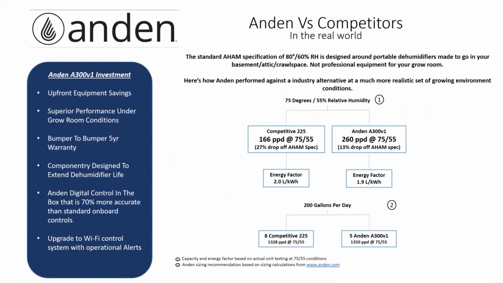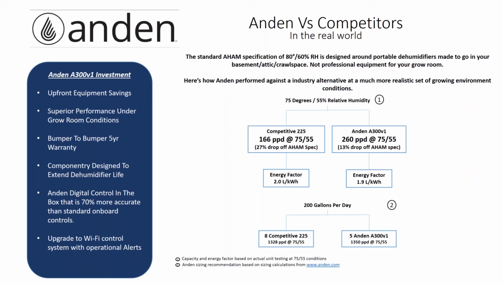But what does that translate to in the real world? Well, if you do components the right way and you run at growing conditions, and the average growing condition that we've had after talking to thousands of cultivators is about 75 degrees and 55% relative humidity. That's not all day, every day. That's just the average, right? Some go down to 72. I've had some go down into the 60s, but the average is 75.